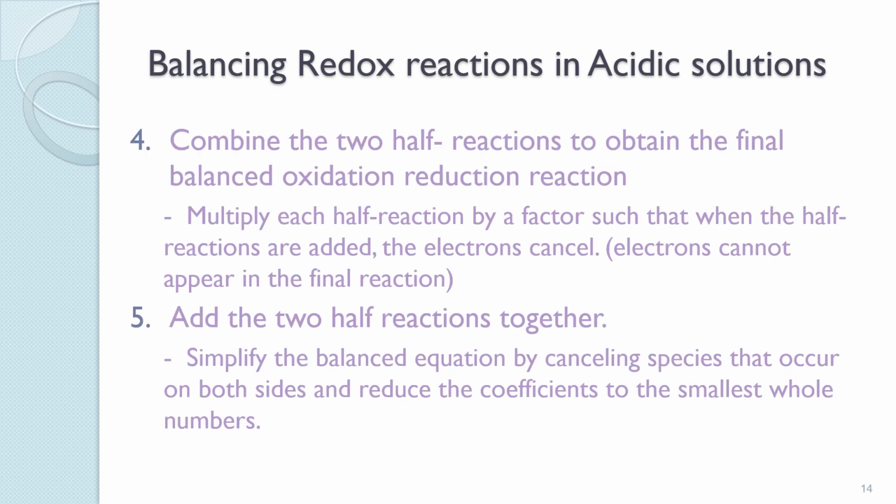Finally, we're going to combine the two half reactions back together, and to do that we have to make sure that the electrons are the same in the two half reactions. So if they're not the same, you're going to have to multiply each half reaction by a factor so that the electrons are equal to each other, so that they cancel each other out. You can't have electrons in the final reaction. Once you do that, you can add them back together, you cancel out the electrons, and sometimes you might have to cancel out waters or hydrogen ions or something like that. I'll see if I think I have an example.